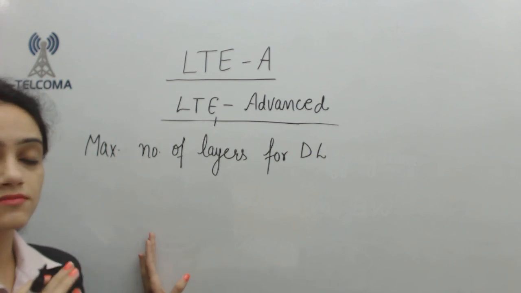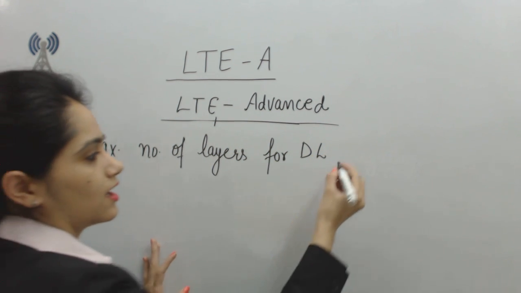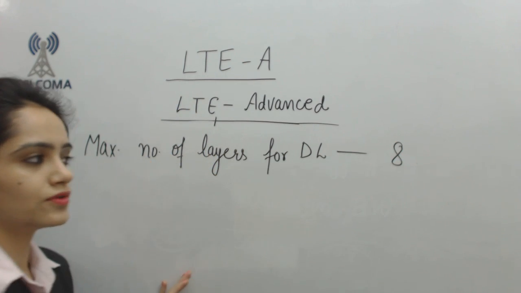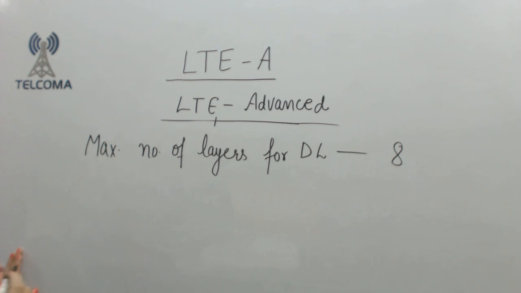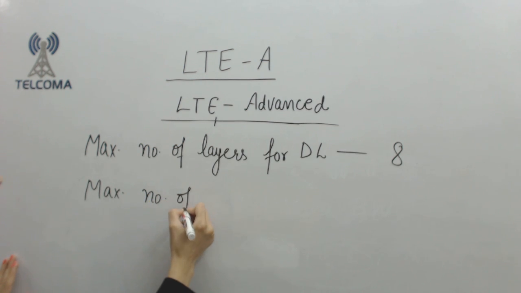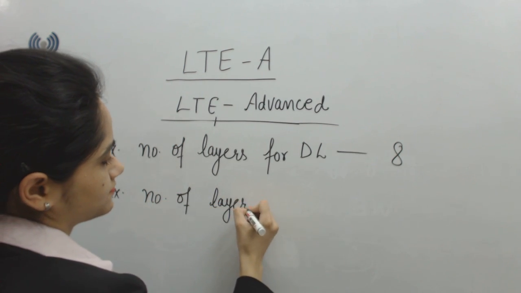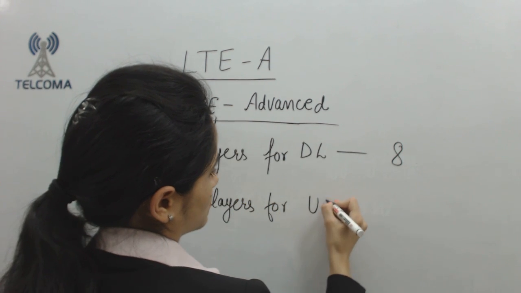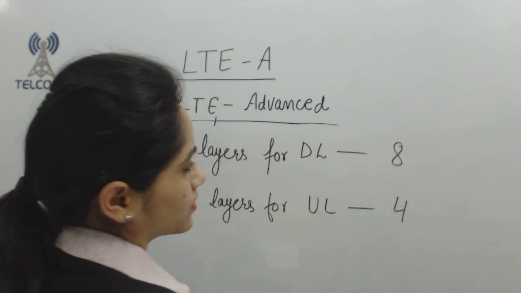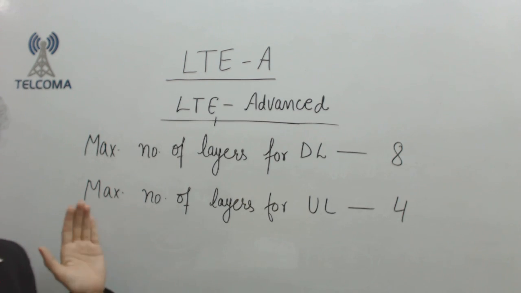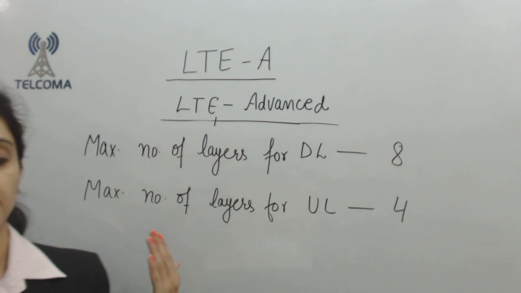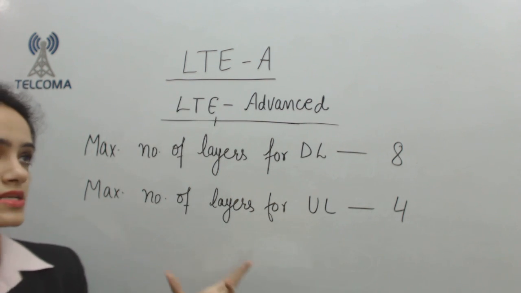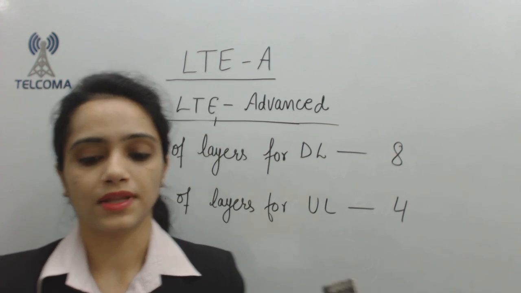In LTE Advanced, the maximum number of layers for downlink is 8. So for downlink transmission, we have 8 layers. And what about the maximum number of layers for uplink? For uplink, we have a total of 4. So 8 layers work simultaneously for downlink data transmission and 4 layers for uplink data transmission. So we have increased the layers of the system.